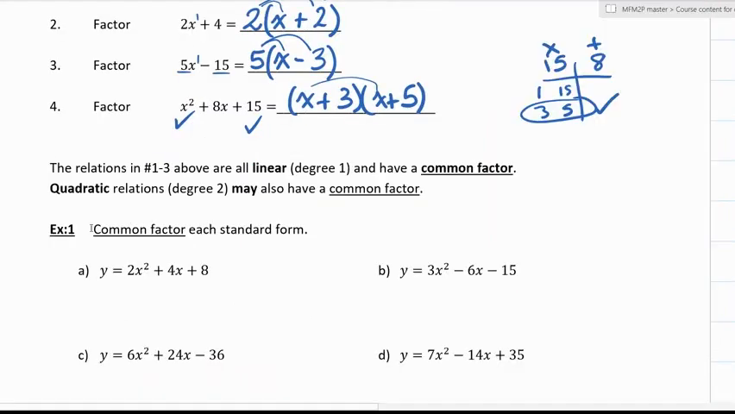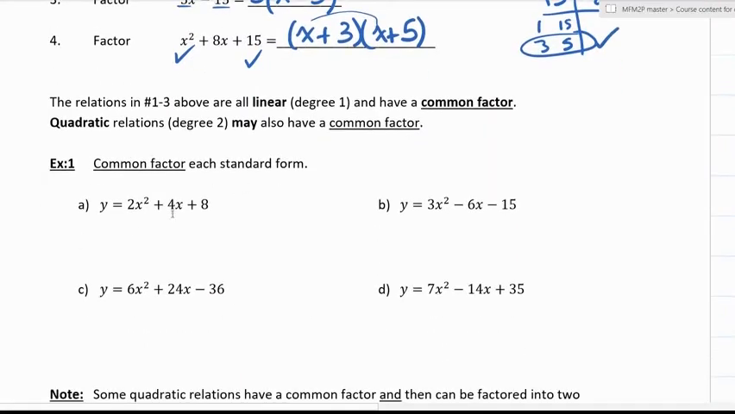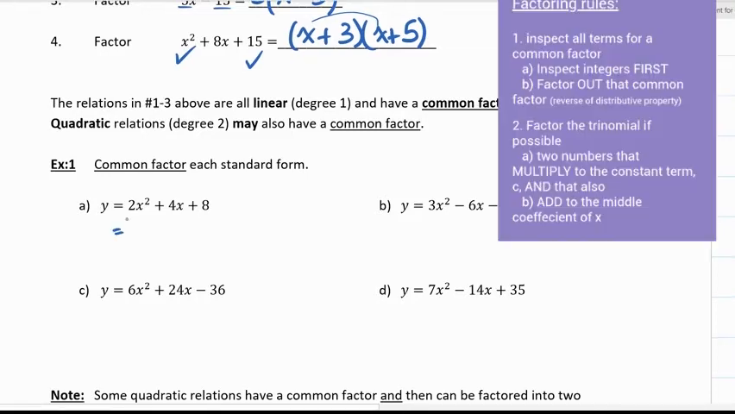So let's first of all look at common factoring each standard form quadratic here. So now we need to not just concern ourselves with 2 terms, but 3 terms. Is there something common between 2x squared, 4x, and 8? So focus on the integers first. So we're looking at the integers of 2, 4, and 8.